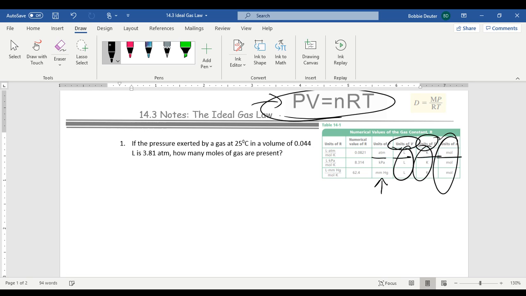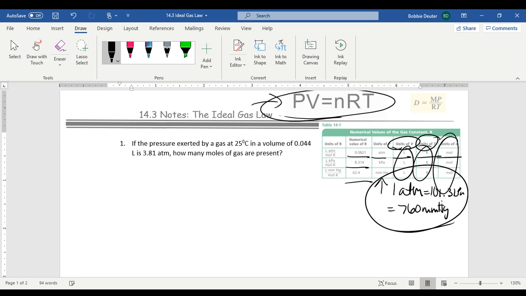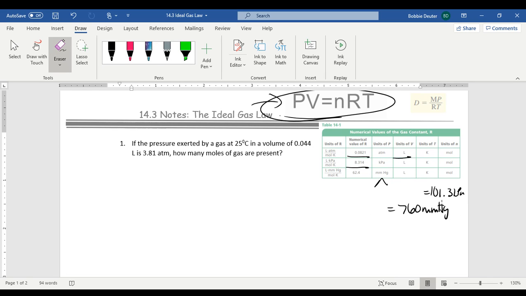But the pressure can change. The pressure is what is going to change our numeric value for these. Just remember that 1 atm is equal to 101.3 kPa, which is equal to 760 mmHg. These are all equivalent to each other, which makes sense that the R value would change based on that. That's a little information that we have to know in order to start doing these problems.